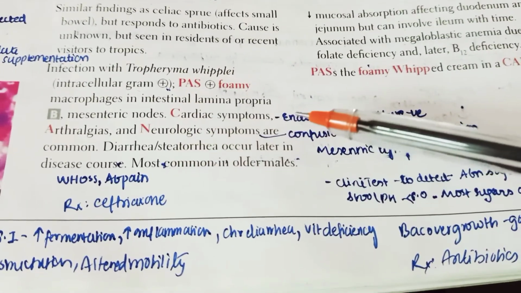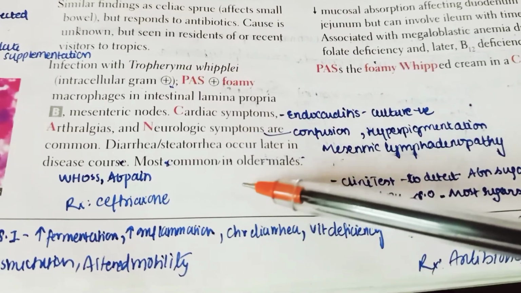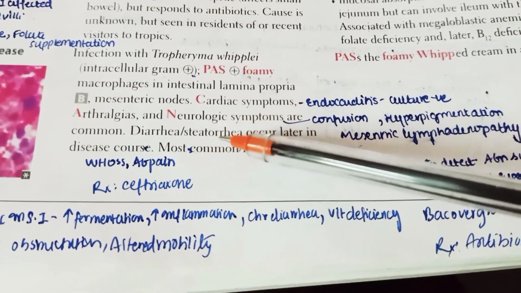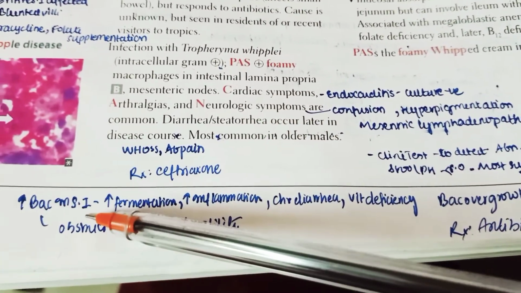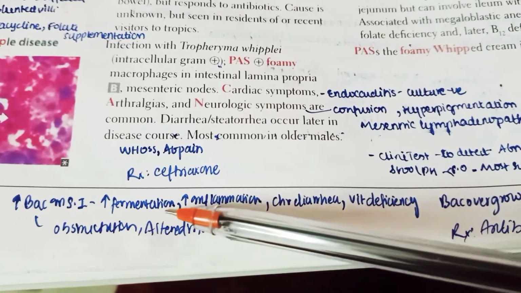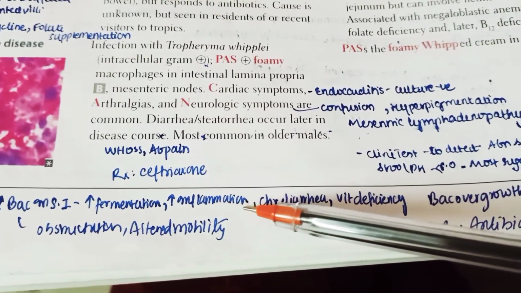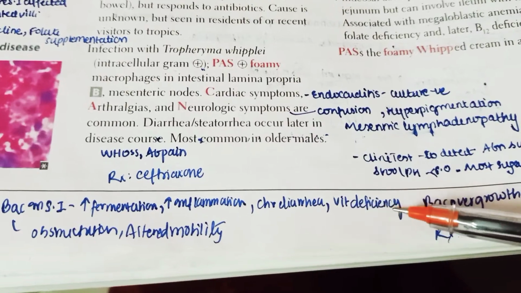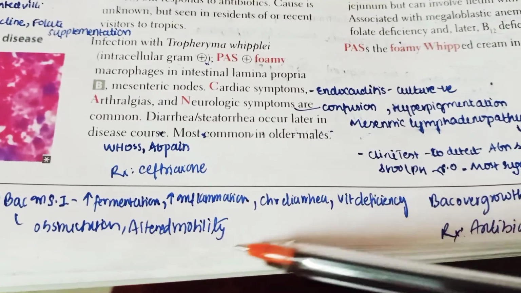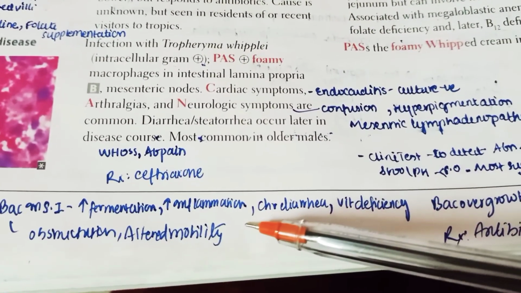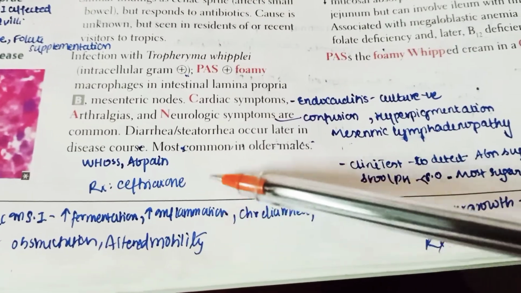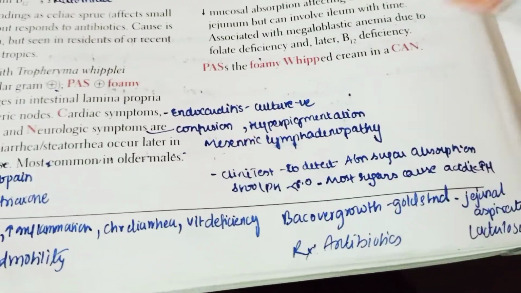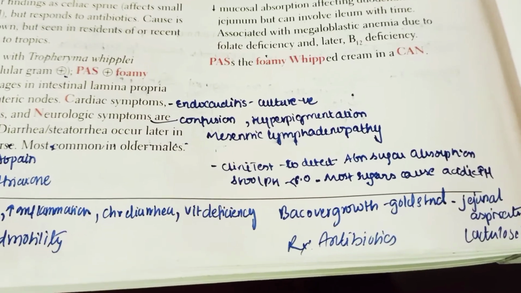It is also associated with diarrhea and steatorrhea, and is most common in older males. Why is there diarrhea and steatorrhea? Because as the bacteria increase in the small intestine, it will lead to more fermentation by bacteria and more inflammation, which will lead to chronic diarrhea, vitamin deficiency, and also obstruction and altered motility. So treatment will be ceftriaxone. There will also be associated abdominal pain.